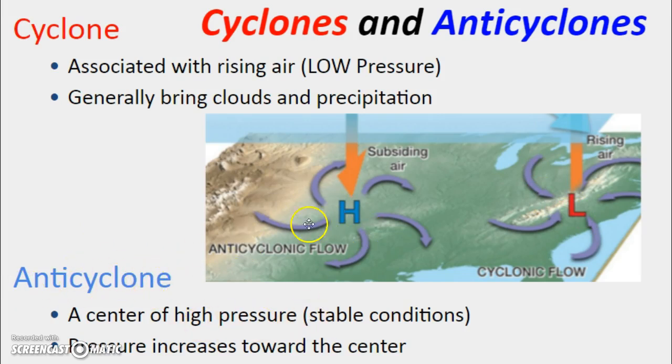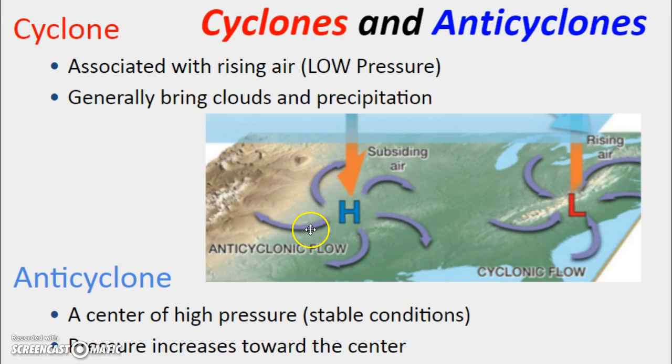It's a center of high pressure, and this is generally stable conditions. We have air that's subsiding, and it's going to create these conditions of essentially stable air. It's going to be generally clear conditions. And we like high pressure. High pressure brings sun most of the time. And pressure increases toward the center. The high pressure is located right here, just as the low pressure is the centermost part of the cyclone. So cyclone is low pressure, anticyclone is high pressure.